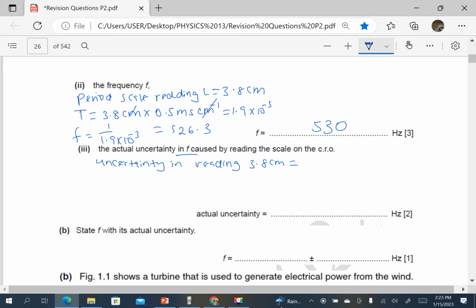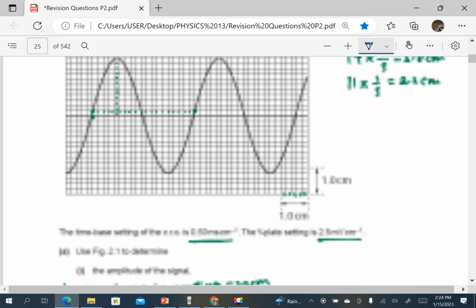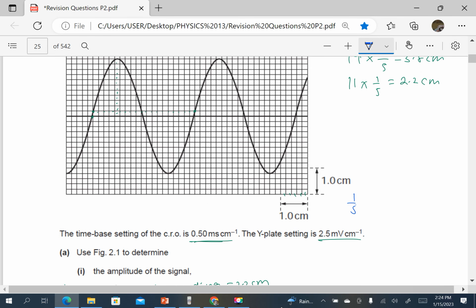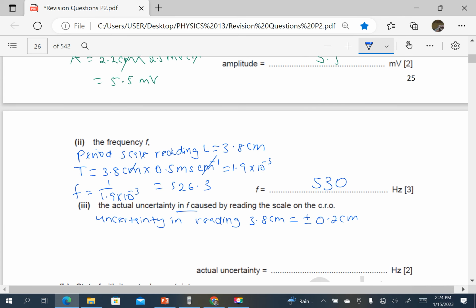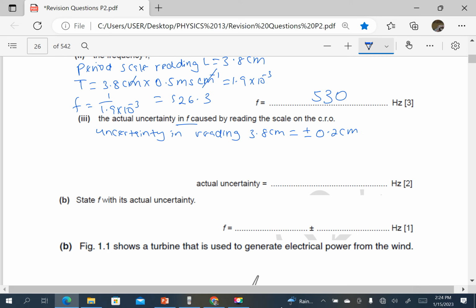So this will be plus or minus 0.2 centimeters. You can also verify from the graph. Because 5 small squares represent 1 centimeter, the smallest division is 1 over 5. That can be the absolute uncertainty in that reading. So this is 1 small square. So that is the absolute uncertainty.